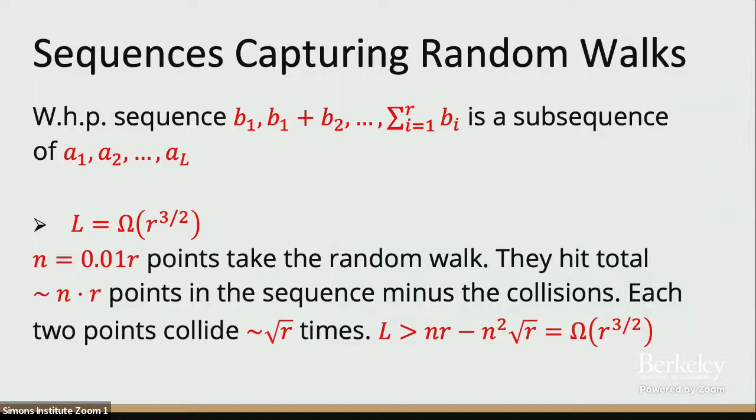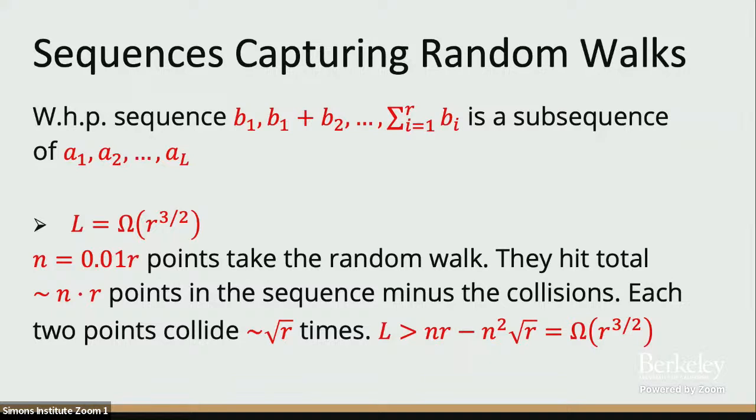Okay, great. So in the last slide, I want to say a bit about why this statement is true. We proved this theorem that L needs to be at least R to the 3/2, and then use it to get a lower bound for read-once branching programs. So what you do is you take some 0.01 R points that are doing the random walk. You basically want to prove that because the random walks are anti-concentrated, you need a lot of points. You need L to be R to the 3/2.